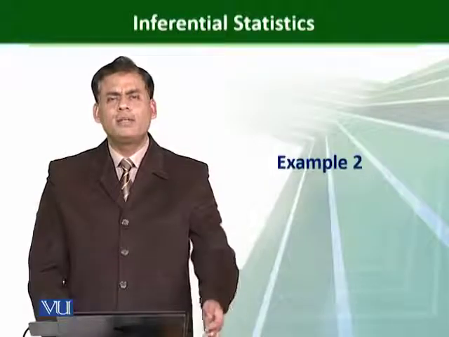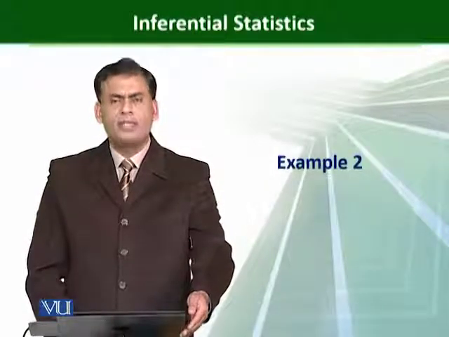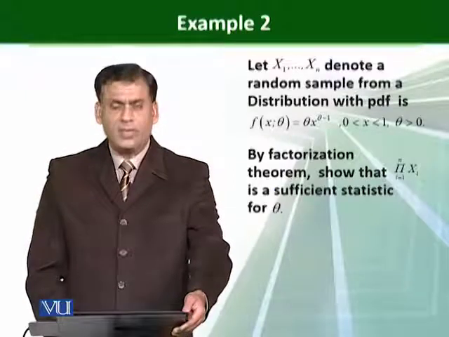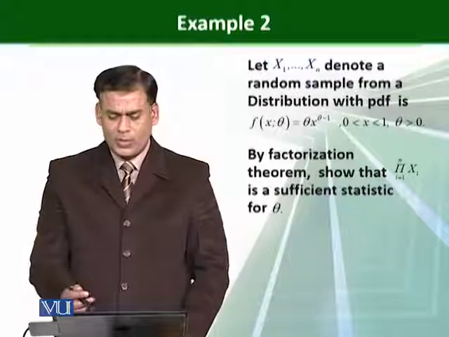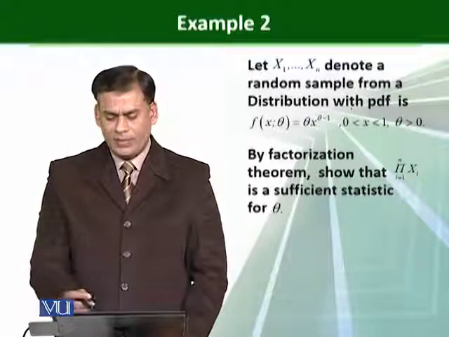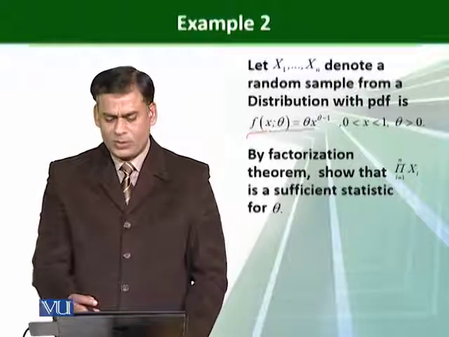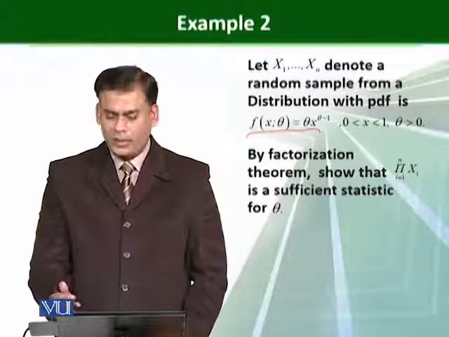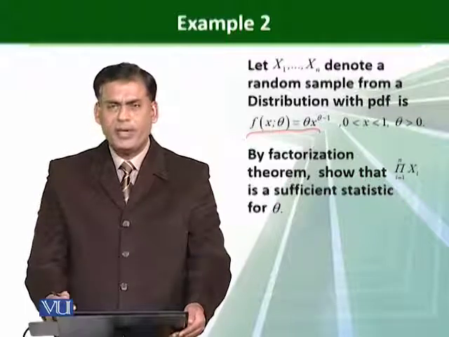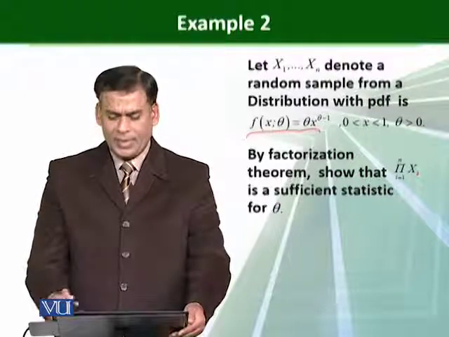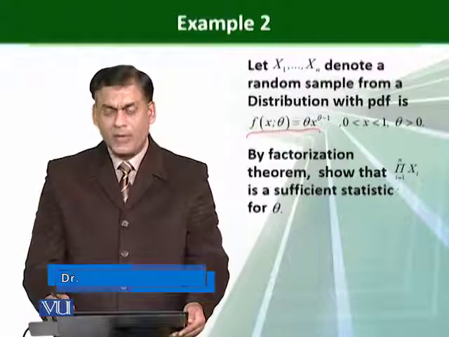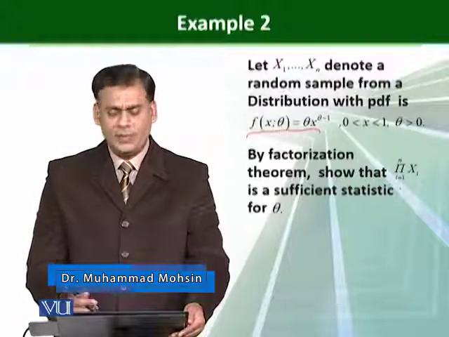We take another example so that we can easily understand the concept of the factorization theorem. Let x1, x2 up to xn denote a random sample from the distribution having the probability density function, that is this one, and it ranges from 0 to 1. By using the factorization theorem, show that the product of xi, i varies from 1 to n, is a sufficient statistic for theta.